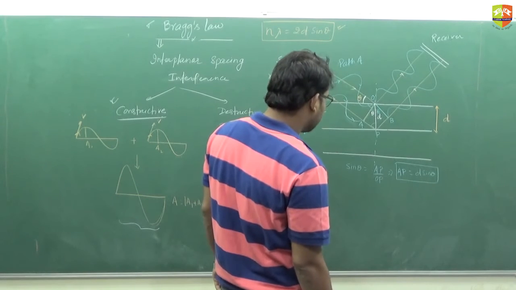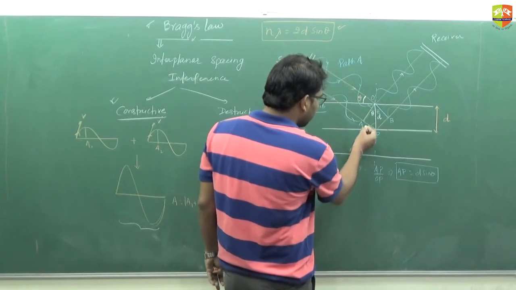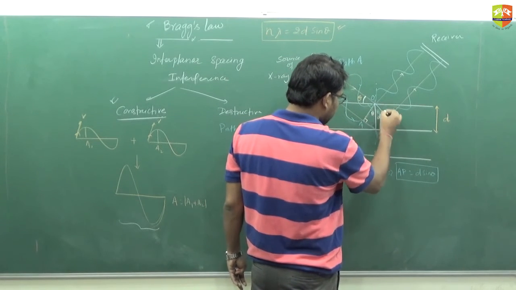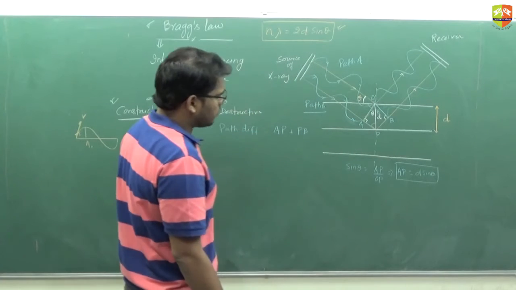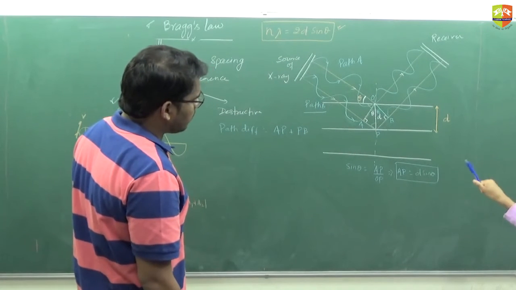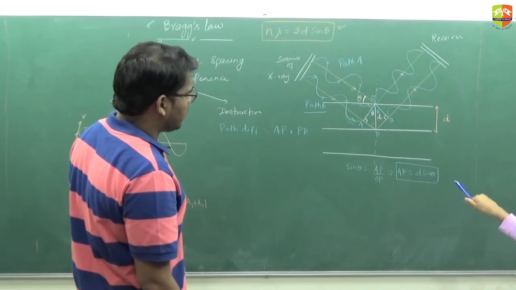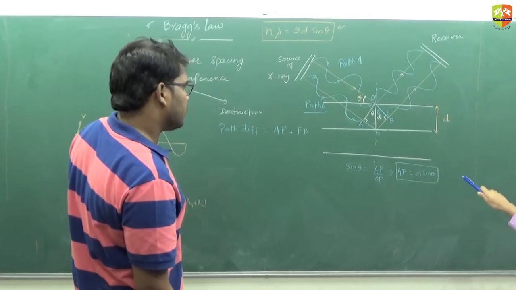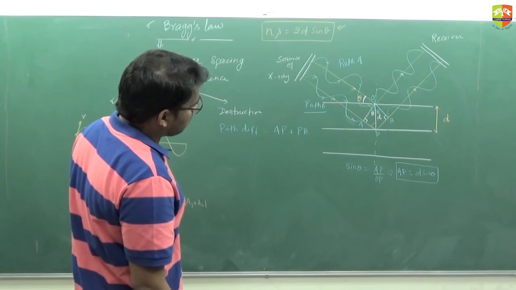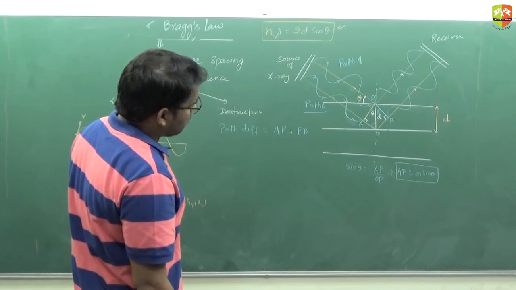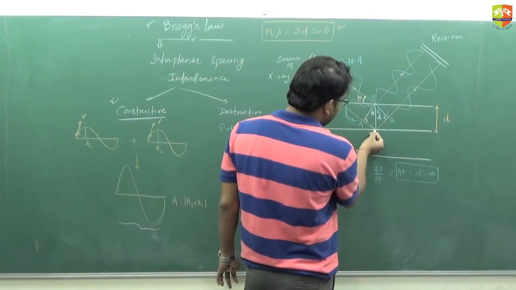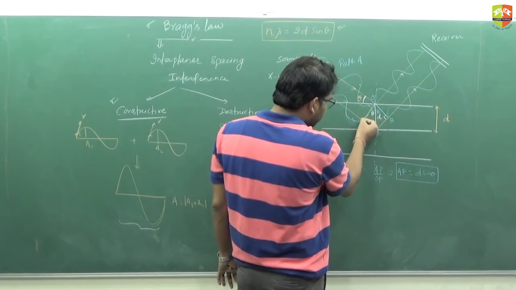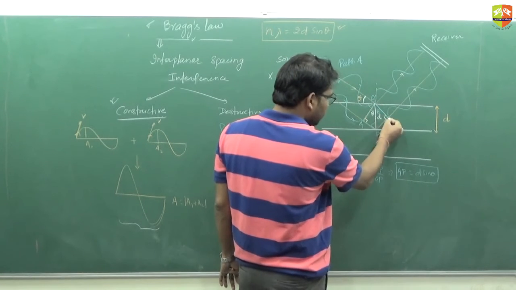Sir, OB and AP are parallel, right? No, it's not parallel. How can you say it is parallel? It's perpendicular actually. I'm saying OB and AP should be parallel. Then if that is the case, the angle should be 90 minus theta, if they are parallel. It is not parallel. I have just drawn a perpendicular from this point to this point. This is the perpendicular.